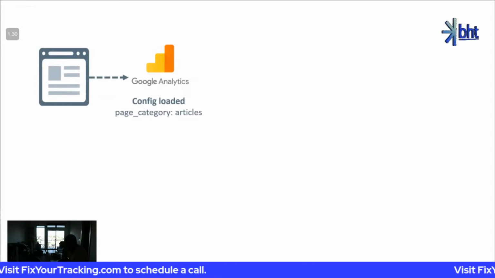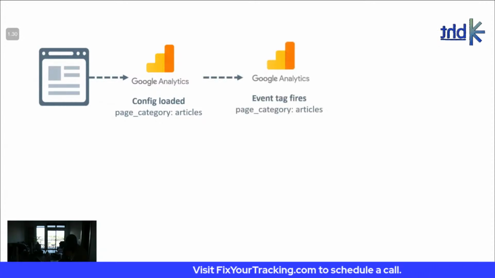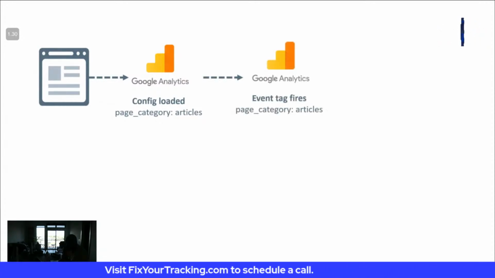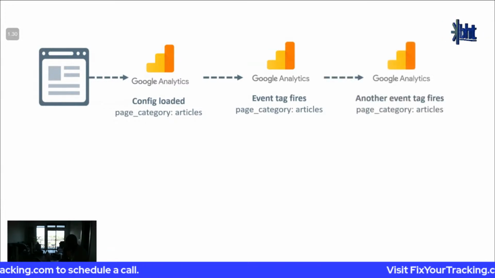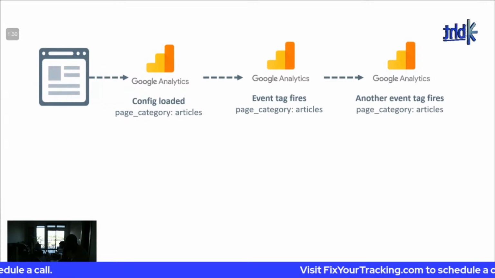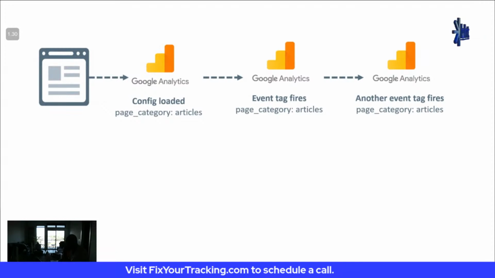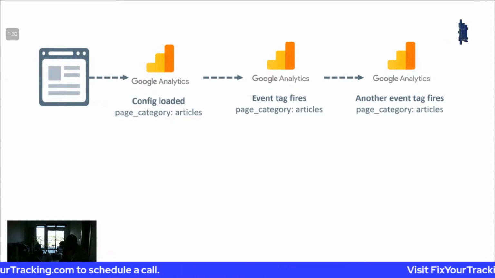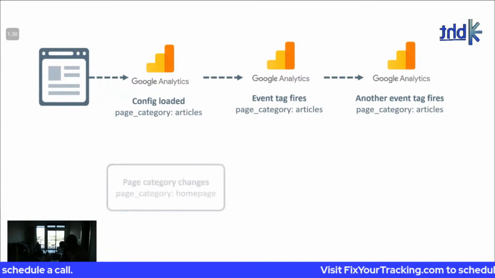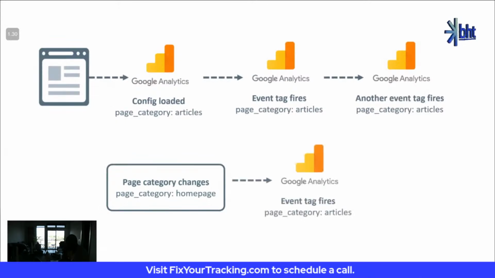So when the visitor lands on an article page, then the page category value will be article. And then if on that page a Google Analytics 4 event tag fires, which uses the same configuration tag, then that event tag will also send the page category with the same value, article. And then all other subsequent events will do the same thing. However, we're talking about a single page application, which means that if the visitor goes to another page, the browser window does not actually reload. It just dynamically loads a new page content, which means that the configuration tag never refires again.